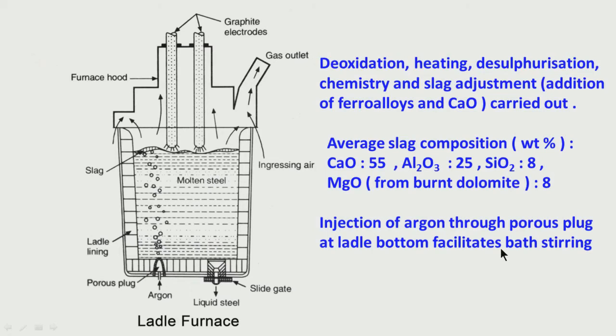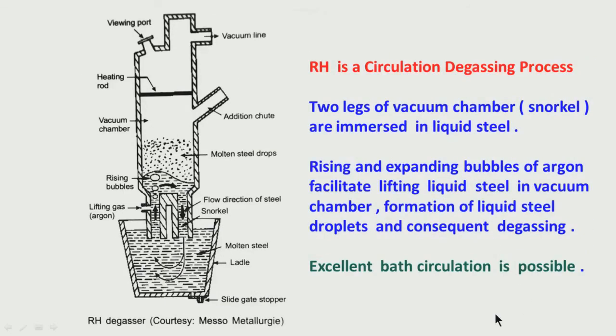Now, let us go to another secondary refining process, which is known as RH. I have told you the RH degasser is also a common secondary refining process. Now, what does it do? The name suggests RH degasser, that means degassing is possible, that means there has to be a vacuum. Only when there is a possibility of creating vacuum, degassing is possible.